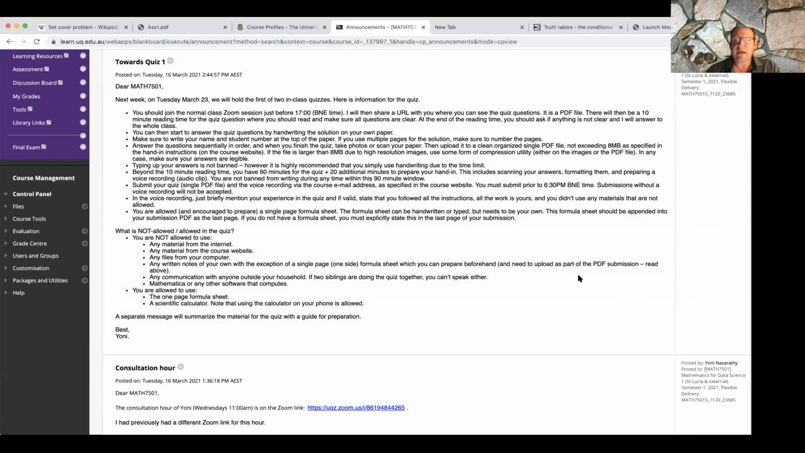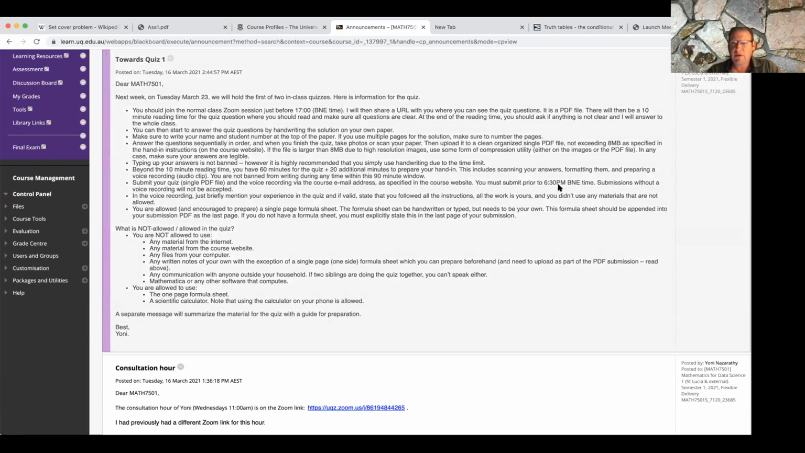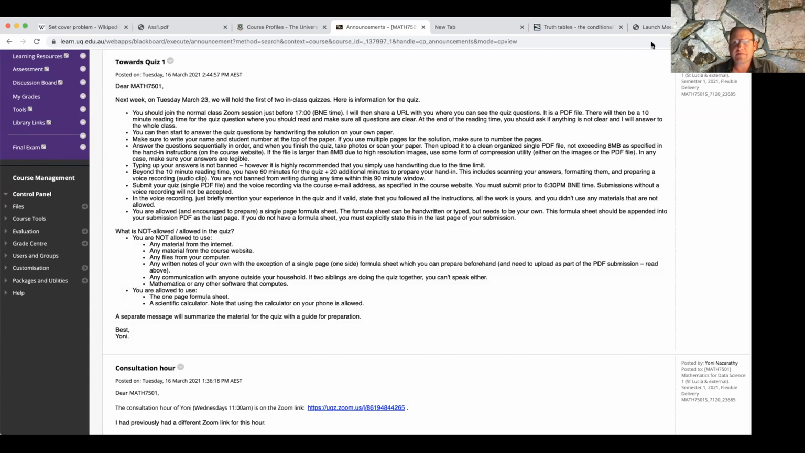So you have a total of 10 minutes reading time and 60 minutes for the quiz and 20 additional minutes. So it's total 90 minutes. So 20 additional is for taking photos and creating a nice PDF document. You need to make sure you're practiced for that, right? So photos, scanning, etc. The PDF document for uploading your quiz. And you also need to take another minute or 2 or 3 to create your voice recording. So you should have both of these in by 6:30 p.m., 12 minutes from now in a week. Okay, any questions about this?